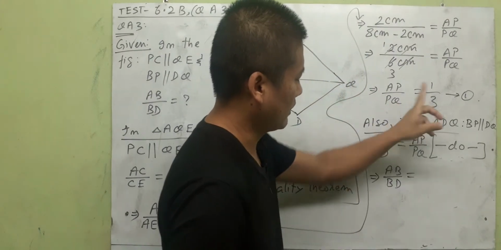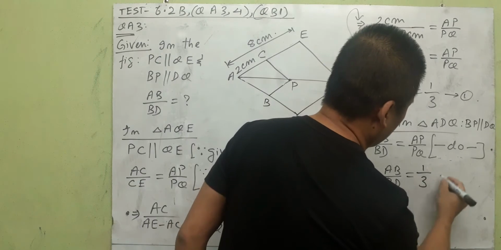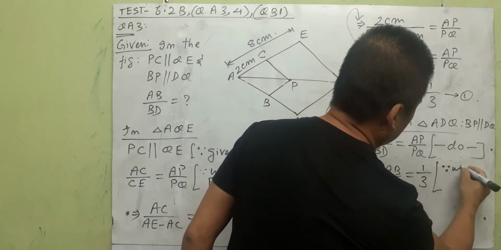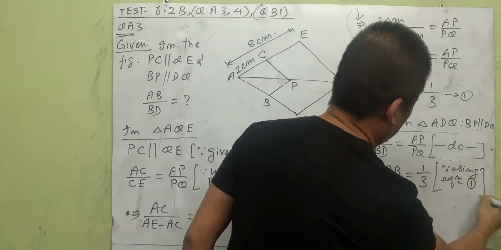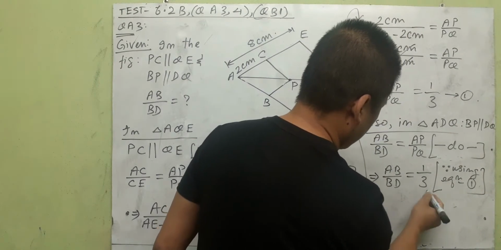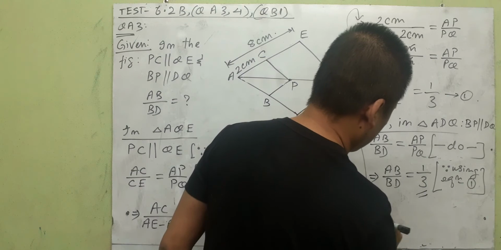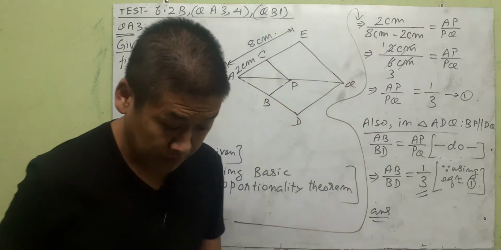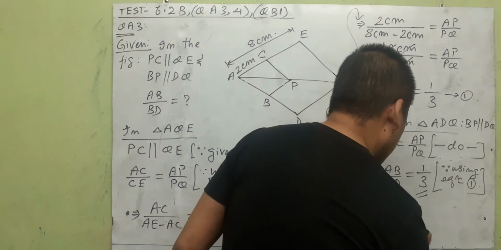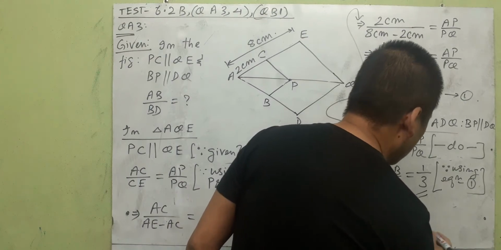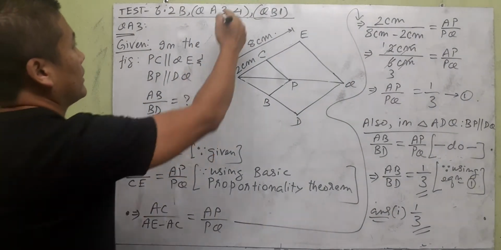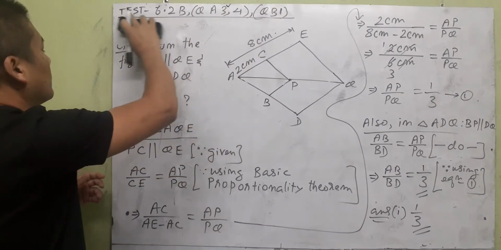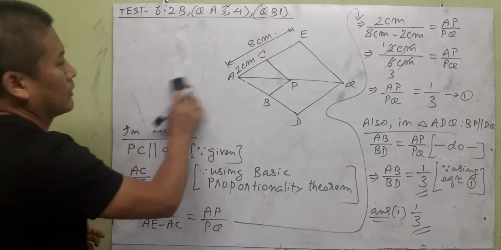If you look here, AP by PQ is 1 by 3. So we can replace that by 1 by 3 and we write here, since using equation number 1. So your right answer here is this, the answer choice which matches this one. 1 by 3 is the first one on your textbook, 1 by 3. So that's our answer. So we've done 3, let's go to 4.